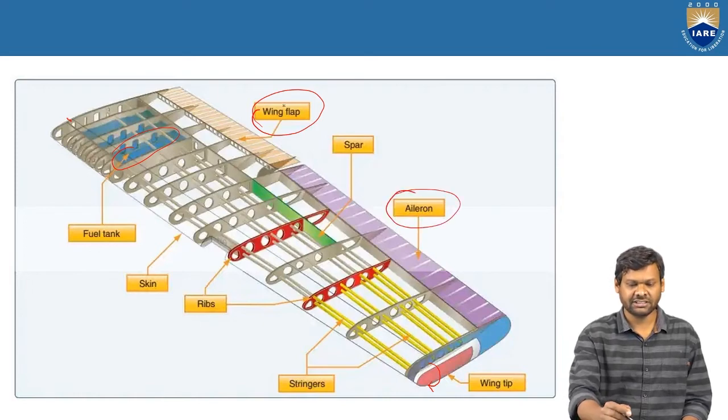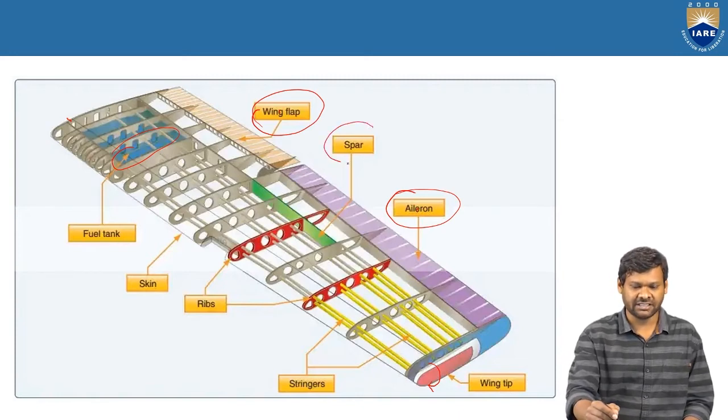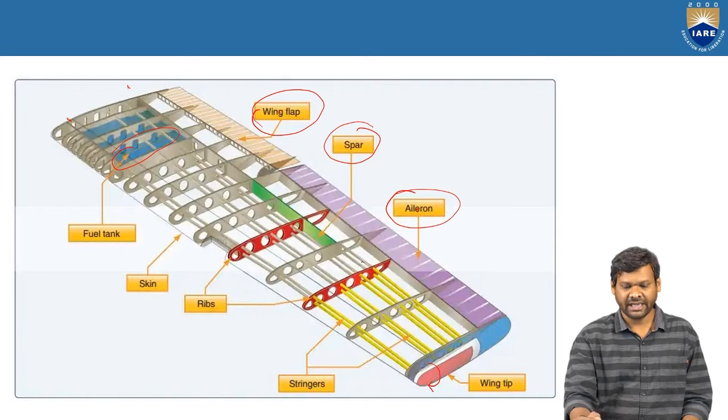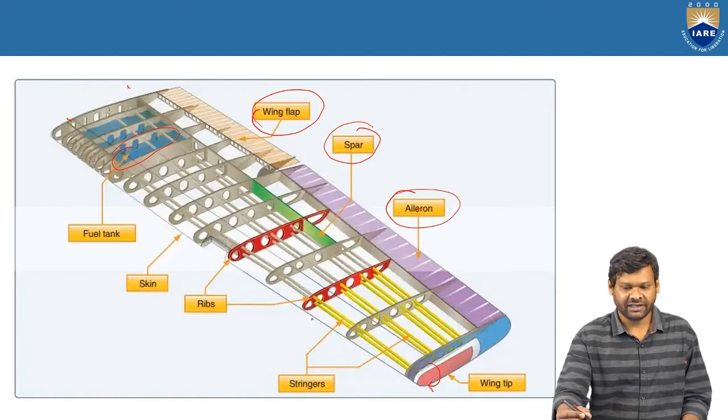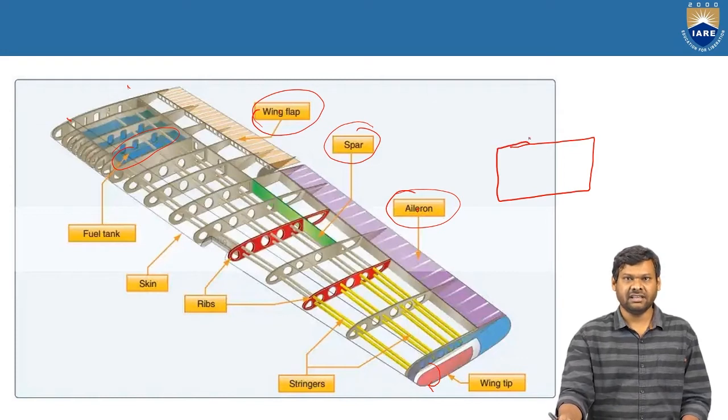We are not going to discuss the wing flap and aileron. And the most important thing we include in our topic is the spar. The spar is running from the fuselage section to the wing section, and these are called the ribs or bulkheads.